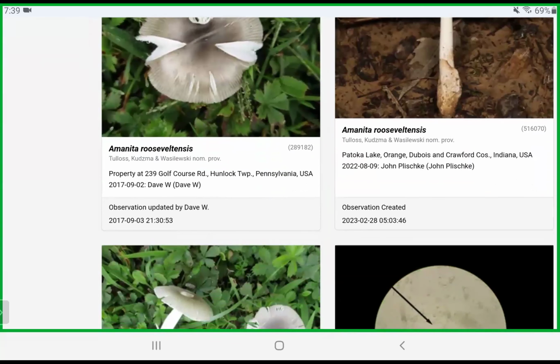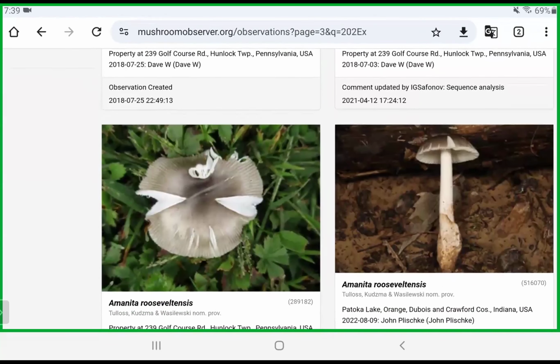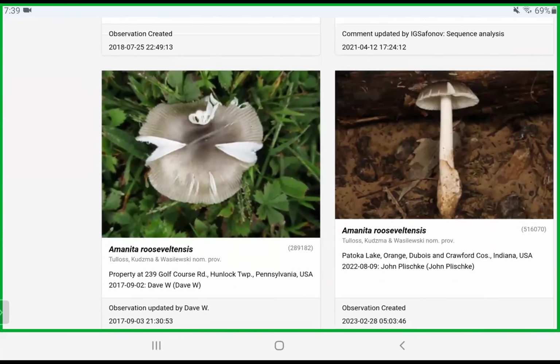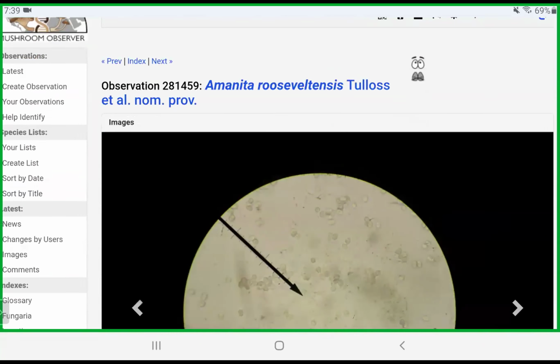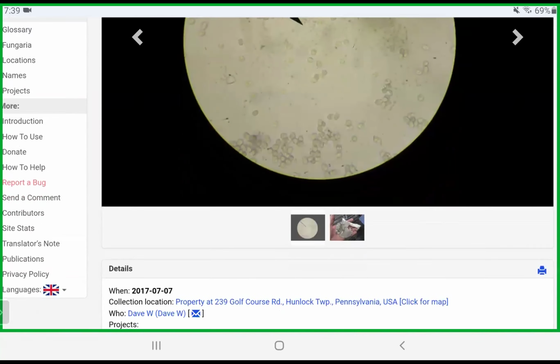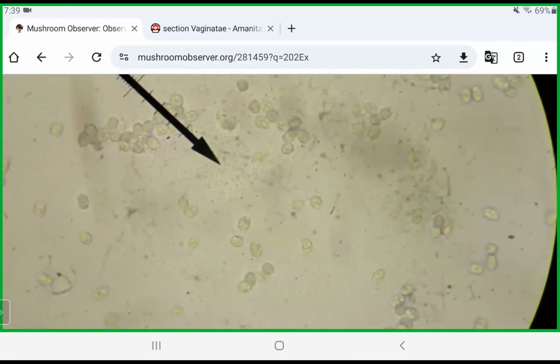There's one that's like one of the headline photos. Go down a little bit. There's one, okay, spores, gotcha. Right there. Yeah, they are ellipsoid, broadly ellipsoid. They're not round, and that was the thing that really got me thinking that I should send this material I was finding in my yard.